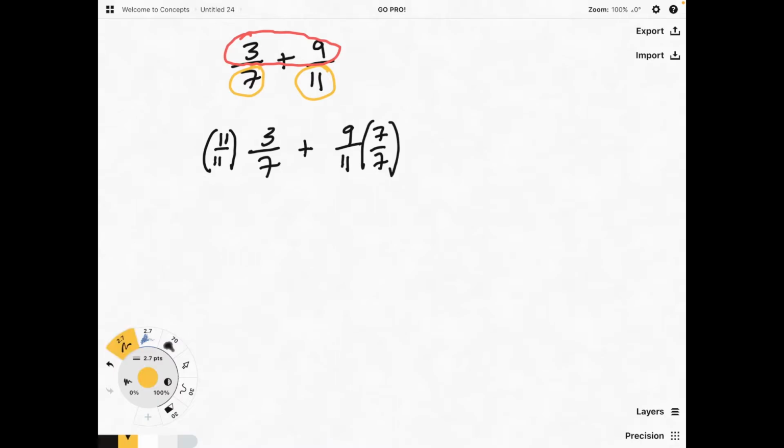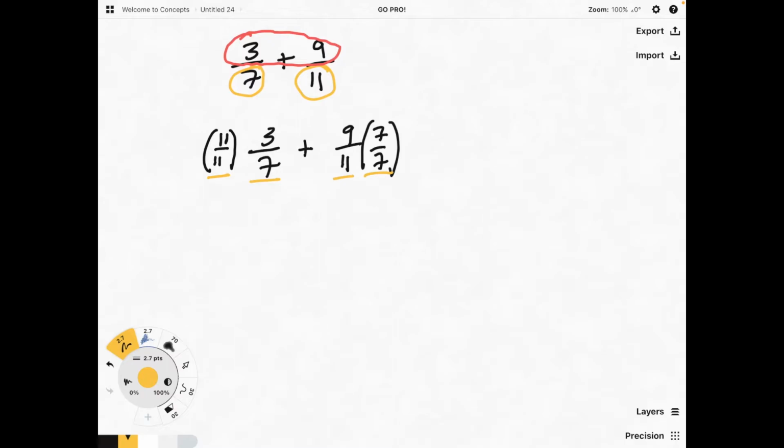If we multiply the 7 by the 11, and we multiply the 11 by the 7, then we're going to get the exact same answer because it's the exact same multiplication problem. The difference will be when you multiply the numerators together. Now that we have this, all we need to do is solve.